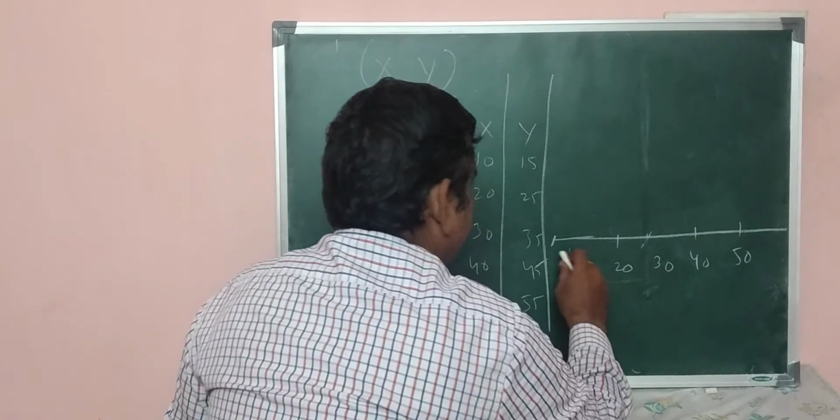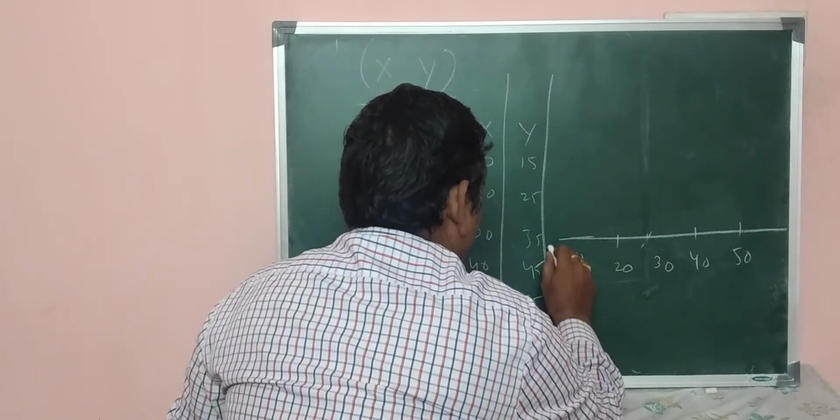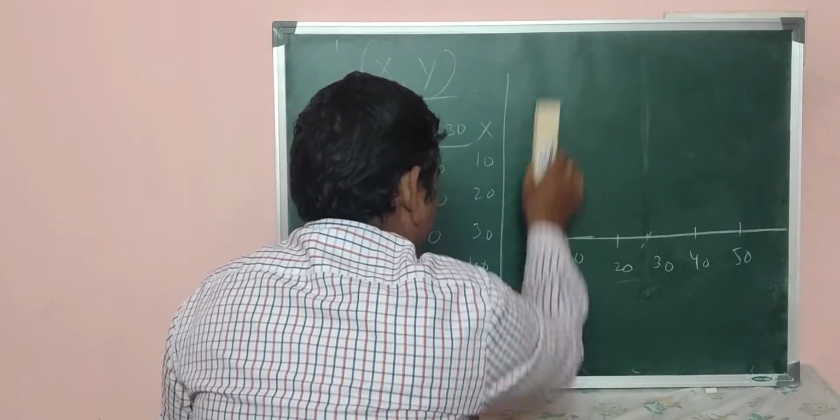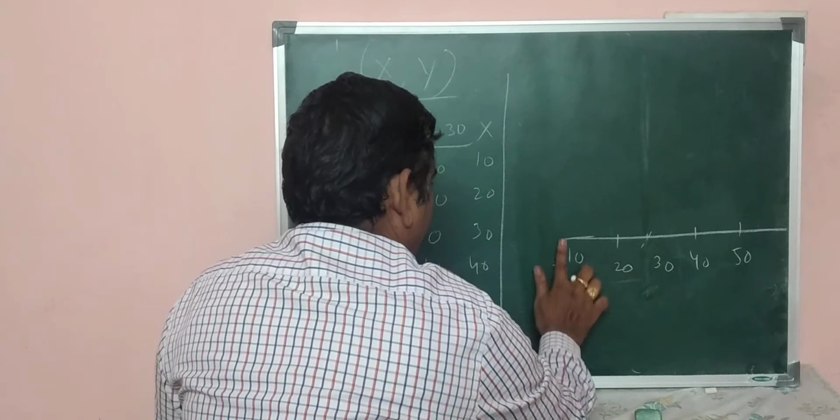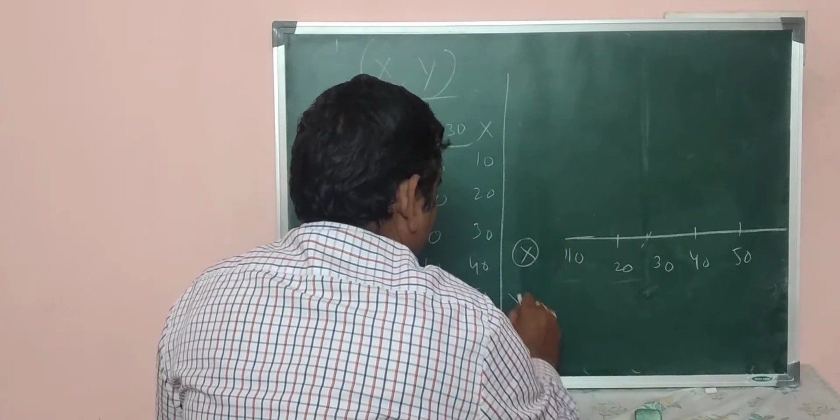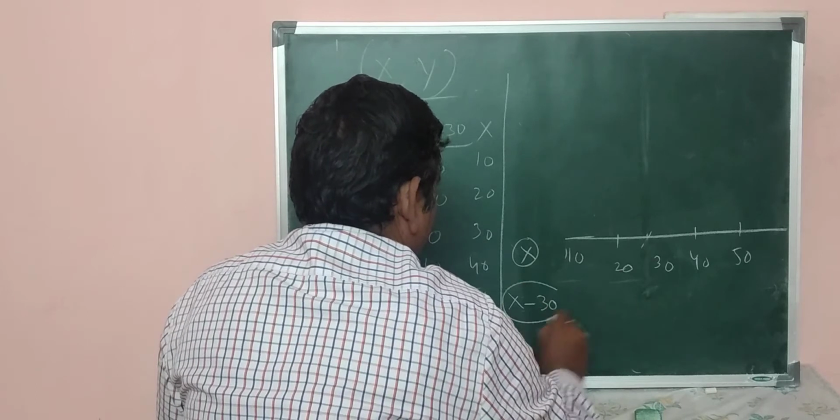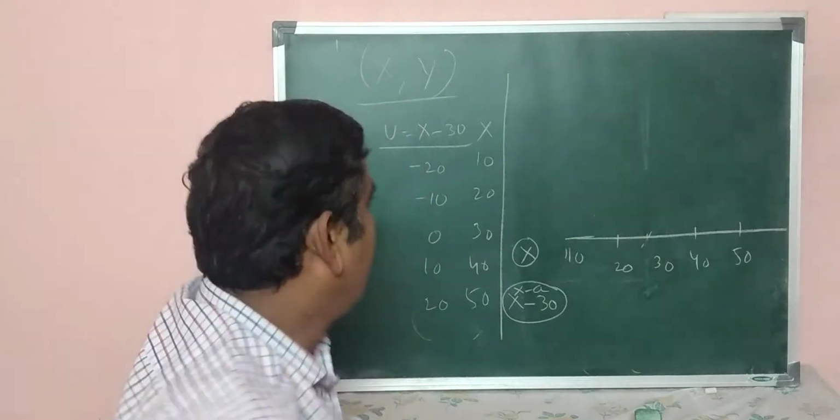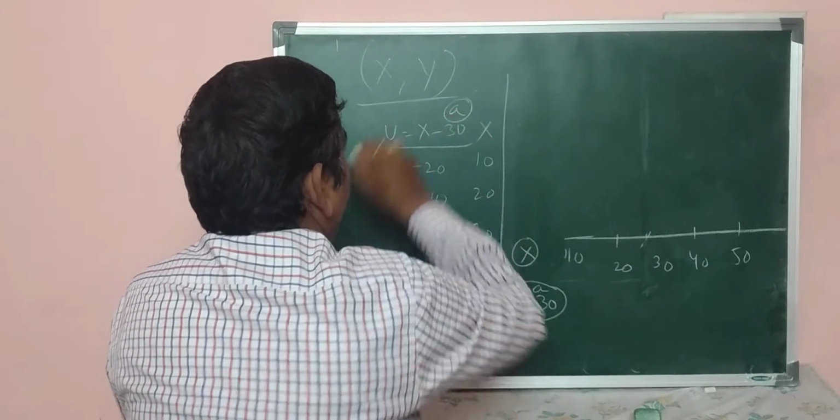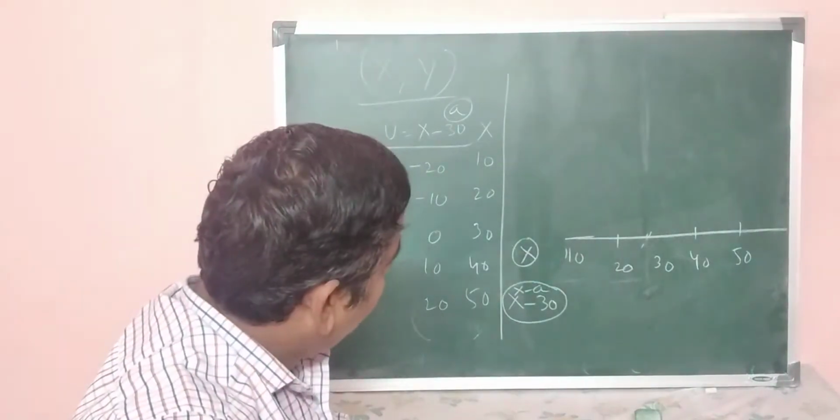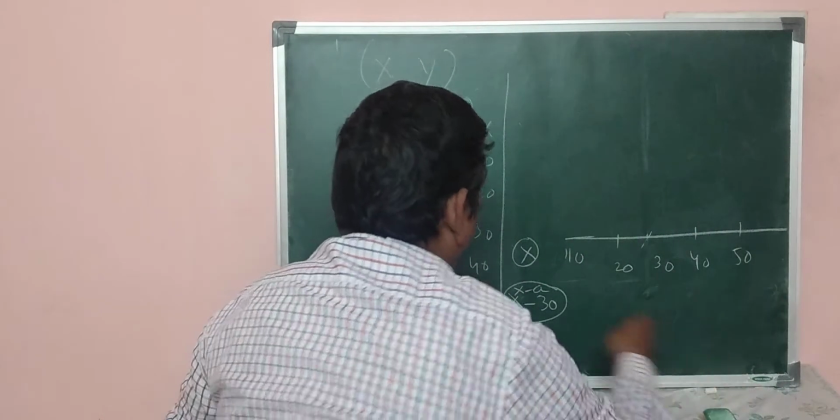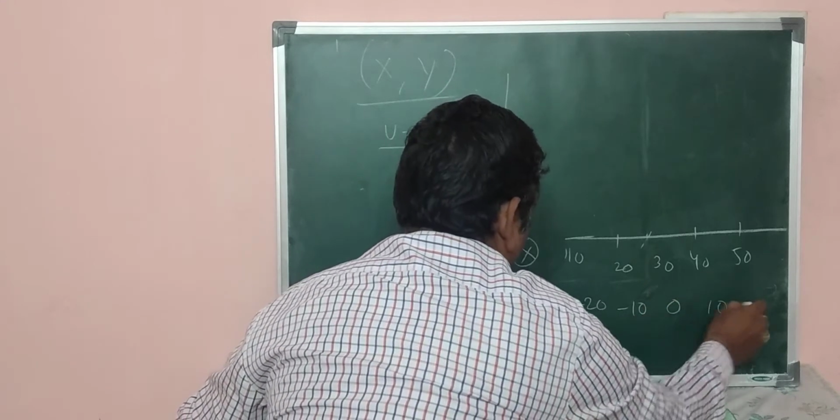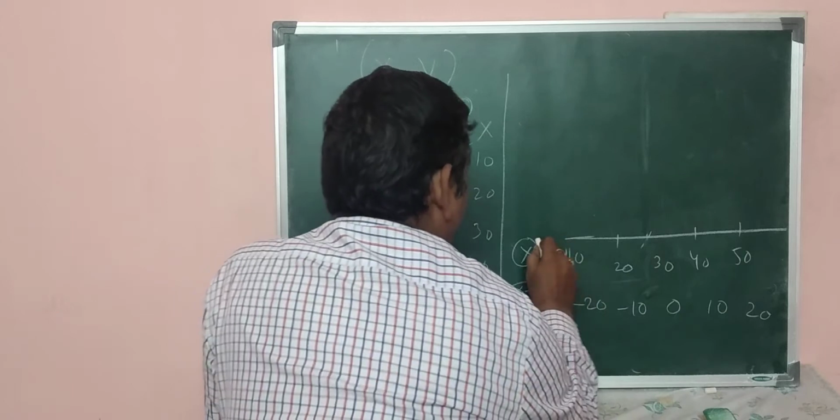This is x. This is what exactly? This is x. I remove this so that I can write here. This is x. Now x minus a, that is x minus 30, which means x minus a, if you consider the arbitrary point a. What is x minus a? Now it will be minus 20, minus 10 and 0, 10, 20. For example, here it is 0.